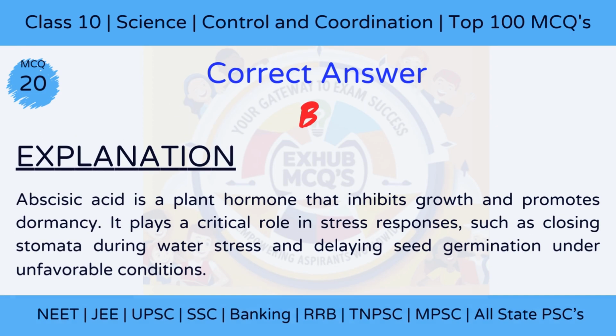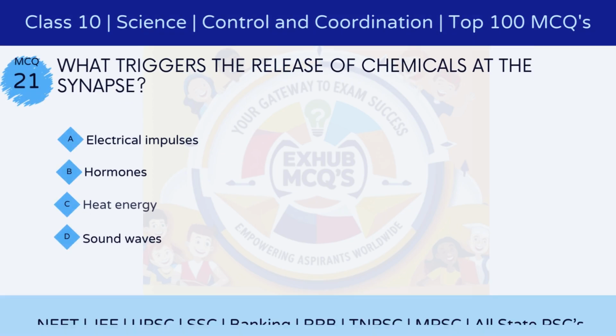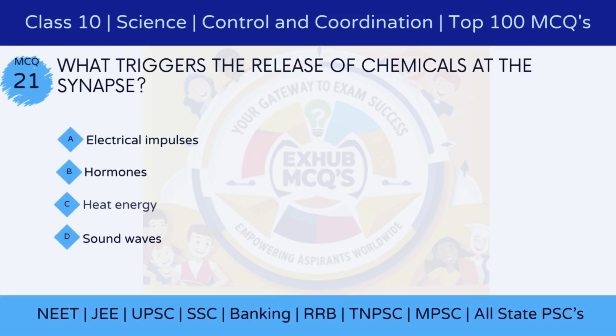The correct answer is option B, inhibits growth. Explanation: abscisic acid is a plant hormone that inhibits growth and induces dormancy. It helps plants respond to stress conditions, such as drought, by closing stomata to reduce water loss and delaying germination under unfavorable conditions. MCQ 21. What triggers the release of chemicals at the synapse?